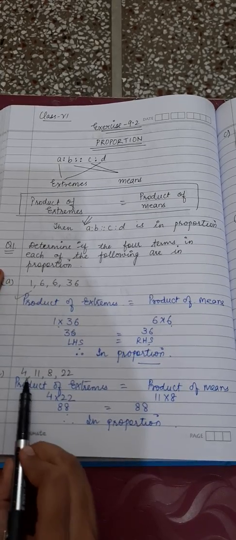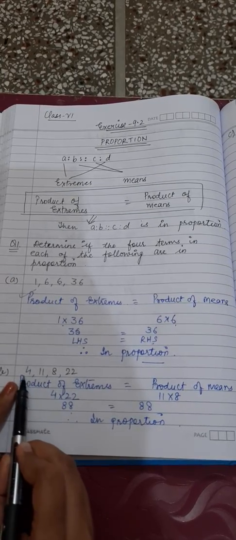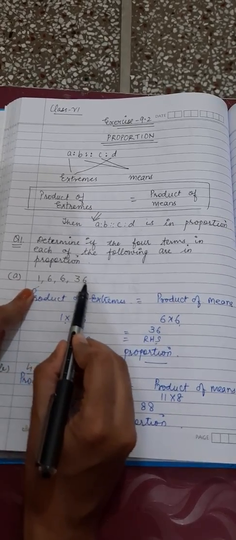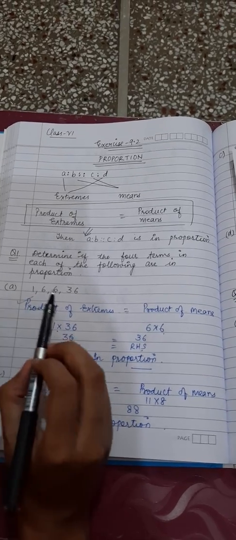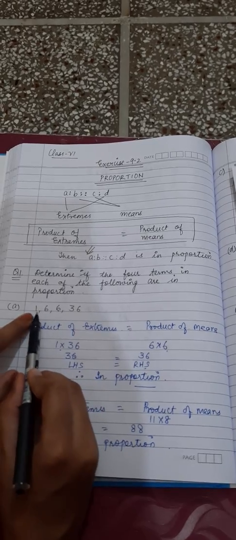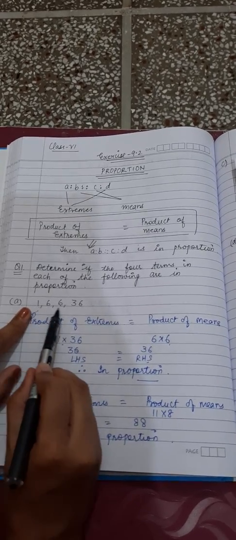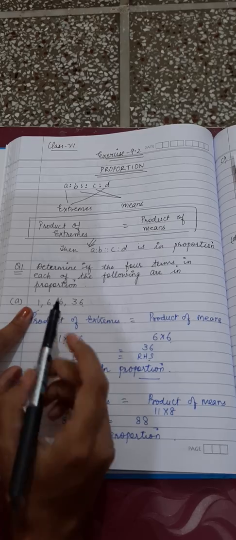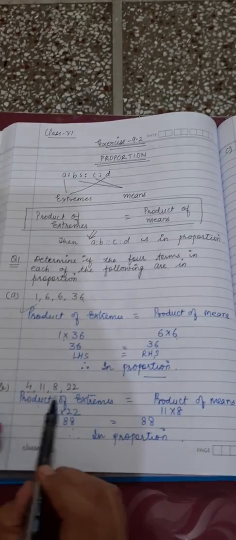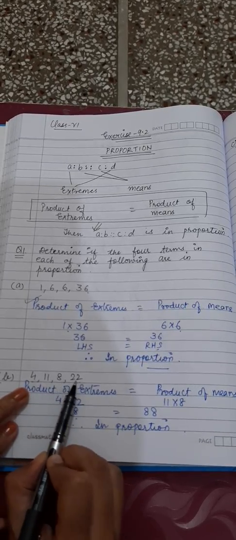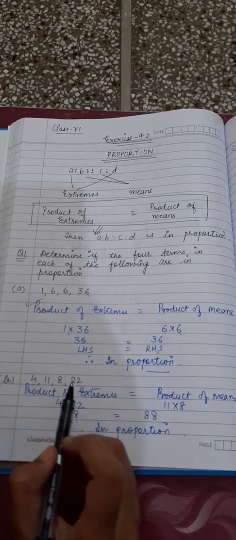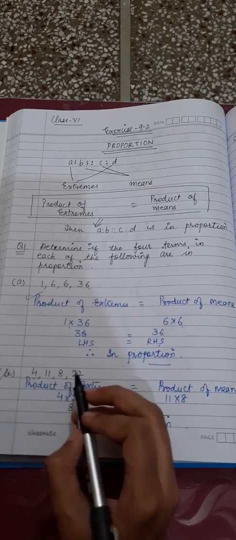Now B part is 4, 11, 8 and 22. Write the numbers in the same sequence in which they are given. If 1, 6, 6, 36 is given, you have to write it in this way only. You are not supposed to make it 1, 36, 6, 6. Don't change the order of these numbers. In this also, 4, 11, 8 and 22. If you change the order of the numbers, then the extremes and means will change, and then your answer will come wrong.